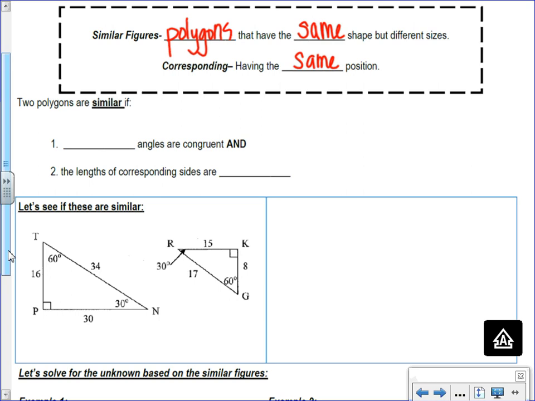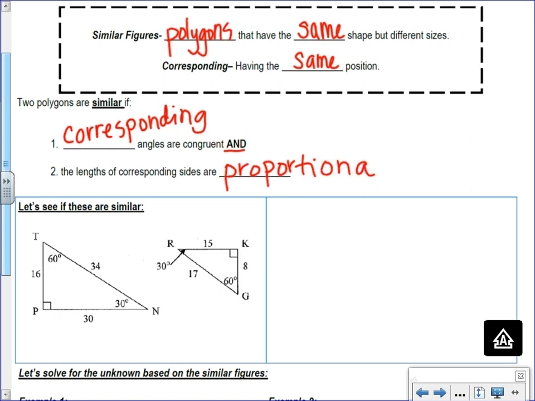We know if polygons are similar if they have corresponding angles that are congruent. So basically, if they have angles that are in the same spot and they're the same angle measurement, that would be corresponding. They also have to have the lengths of their corresponding sides be proportional. This is why we learned how to figure out if something's proportional. So the lengths of the corresponding sides also have to be proportional.